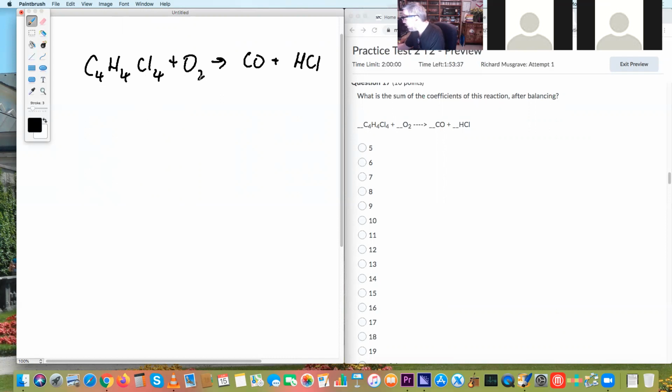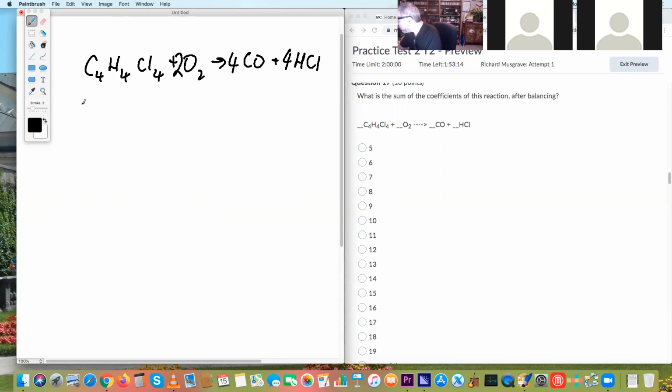I tend to try and leave oxygen till the end. So that's just as a general rule. But I would put a 4 in front of here for the carbon. And we've got 4 hydrogens here. I'll put 4 in front of here as well. You can see that balances the H and the Cl. And now that we've got 4 carbons here, we've got 4 oxygens. So put 2 in front of here, and that would balance it.